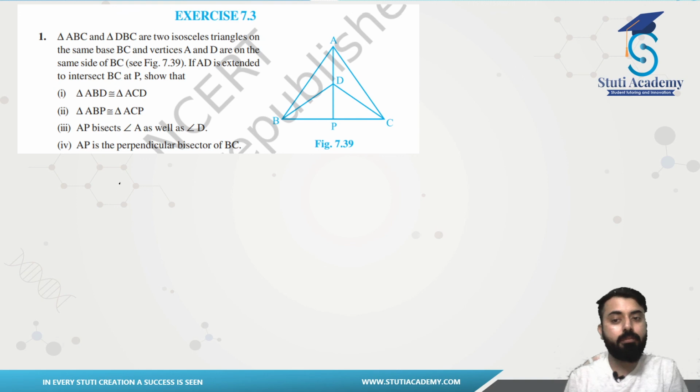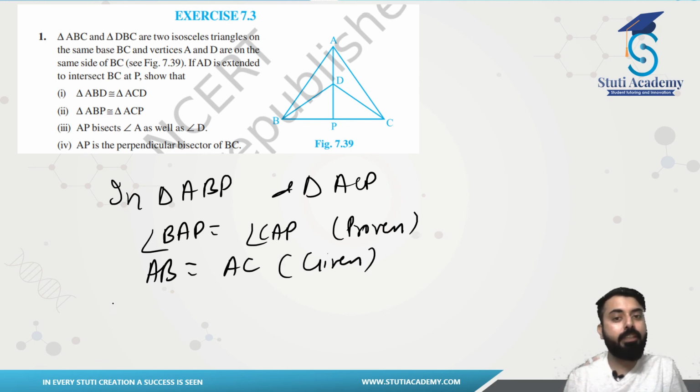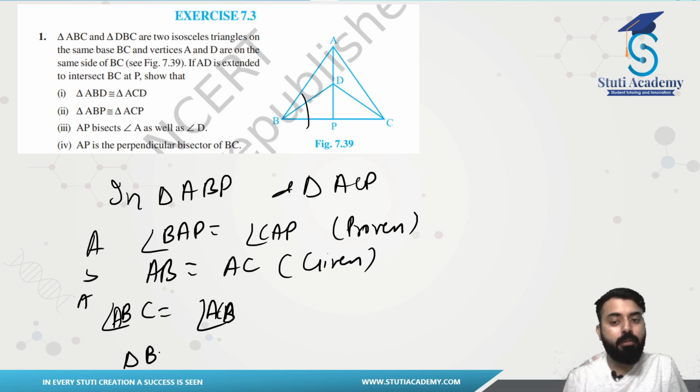So in triangle ABP and triangle ACP, I can see angle BAP is equal to angle CAP. That is proven. I can see AB is equal to AC. That is given. And I can see angle ABC is equal to angle ACB, right? ABC, this and this. So you guys see angle side angle, triangle BAP is congruent to triangle CAP.